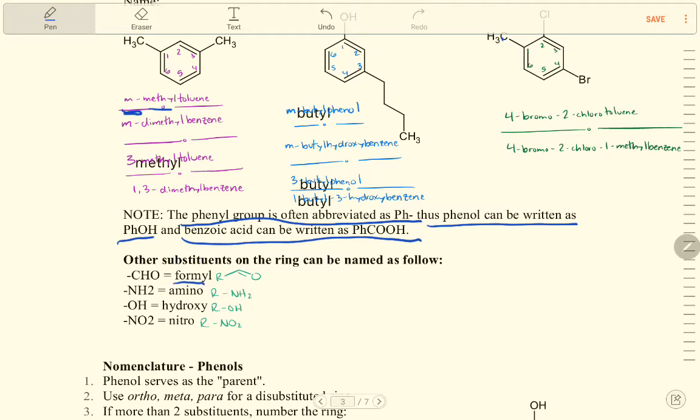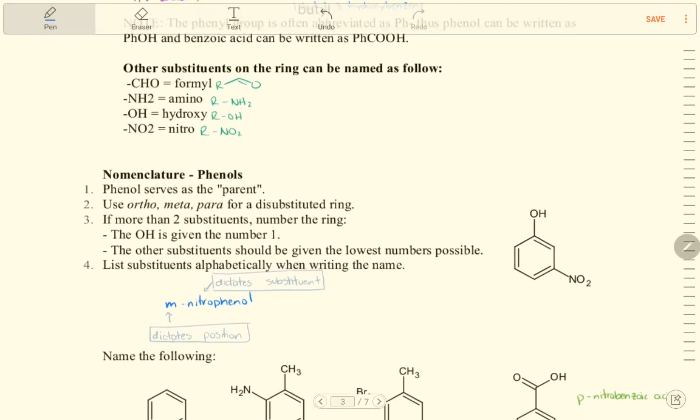Formyl group, amino group, hydroxy group, nitro group, and when it's joined with those R chains, then you can see a formyl group or an amino group or hydroxy or nitro, so and so forth. So that group you can name accordingly. So these are the names of the groups, and when it's attached, then you can name it accordingly.